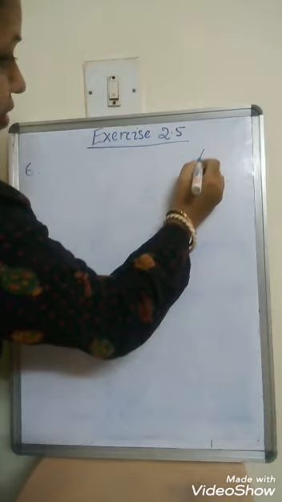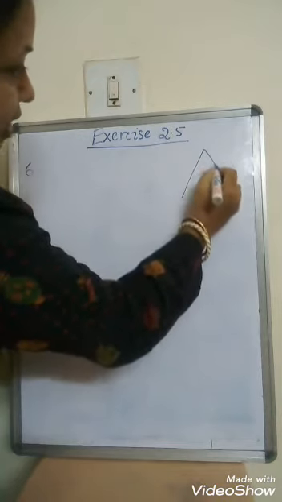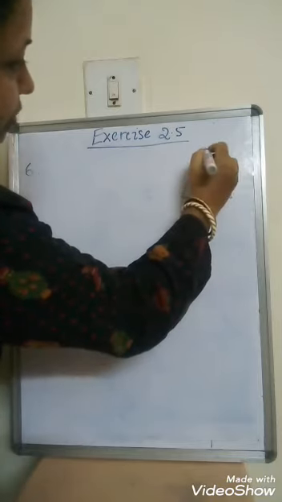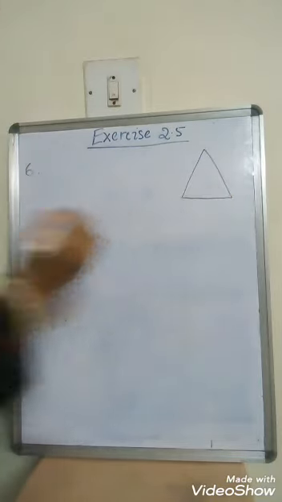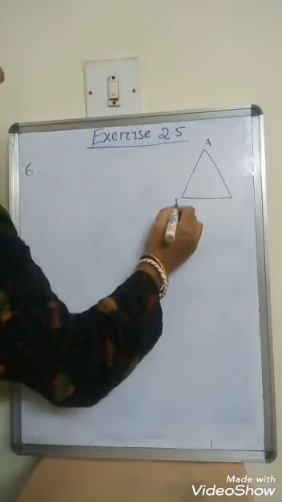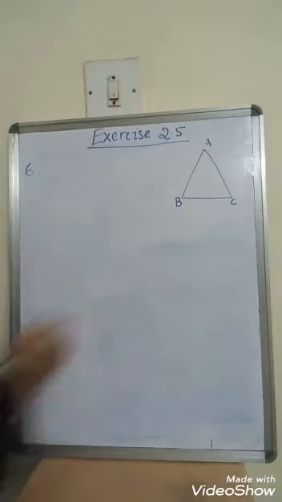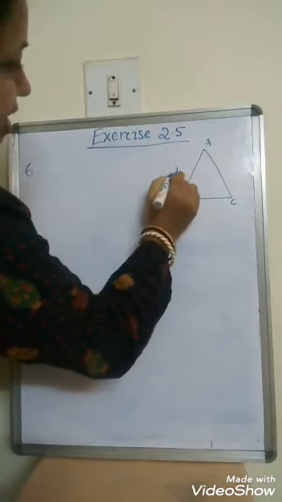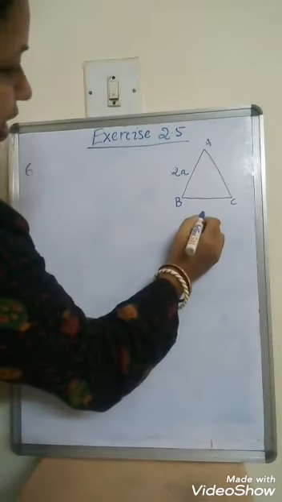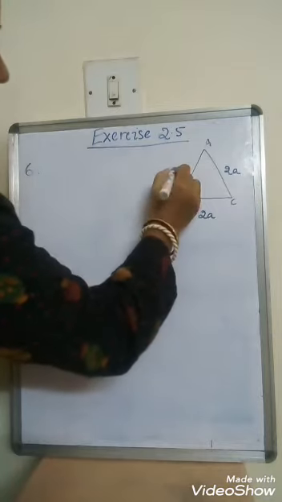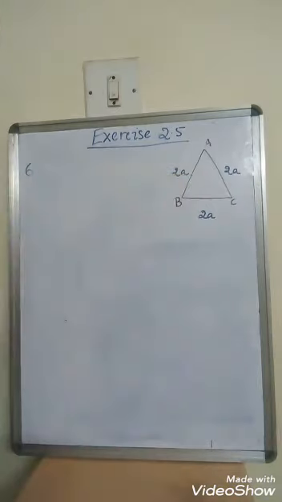So now let us first draw a triangle, an equilateral triangle. I am drawing it with free hand. When you draw it with a scale, it will become more perfect. Okay, so here I name the triangle as A, B, C, right? And it is given to us that this side is 2A, this side is also 2A, and this side is also 2A. Each of its sides is 2A.